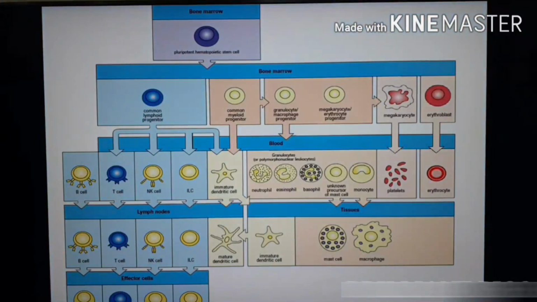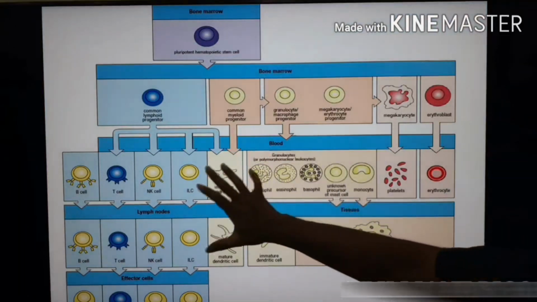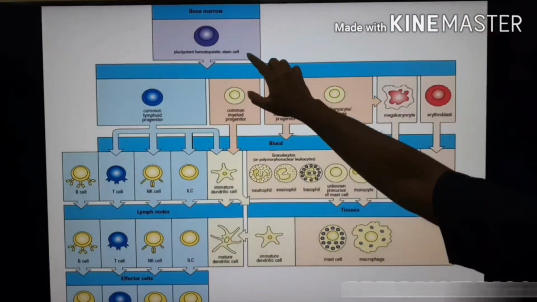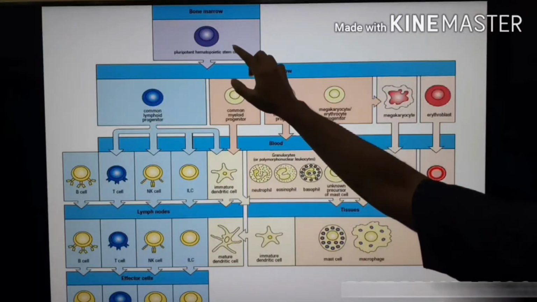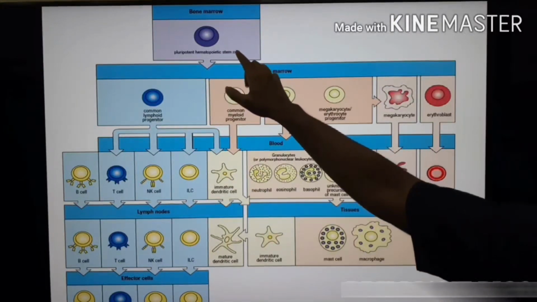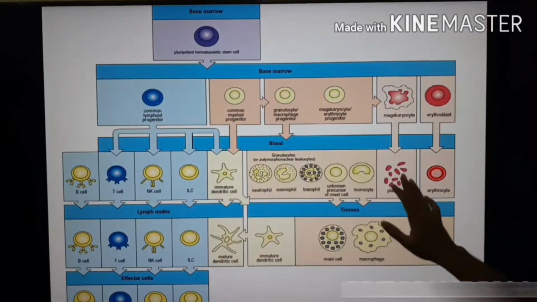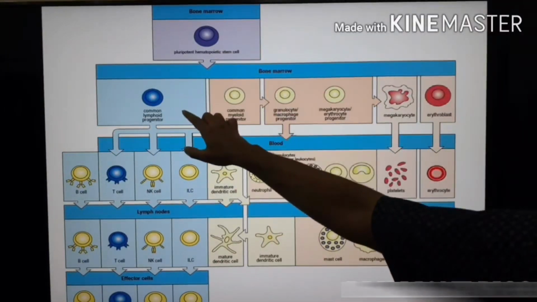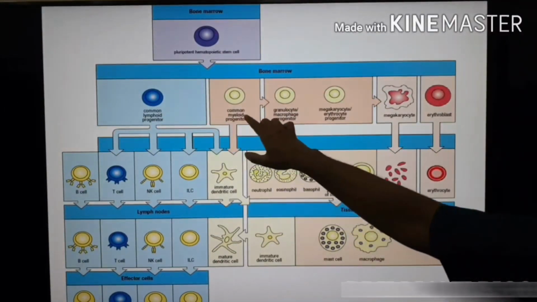So in the first slide, you can see all the immune cells or blood cells are produced from a single originator pluripotent stem cell called hematopoietic pluripotent stem cell. The production of all these blood cells is called hematopoiesis. So from the hematopoietic stem cell, common lymphoid progenitor and common myeloid progenitor cell can be developed.